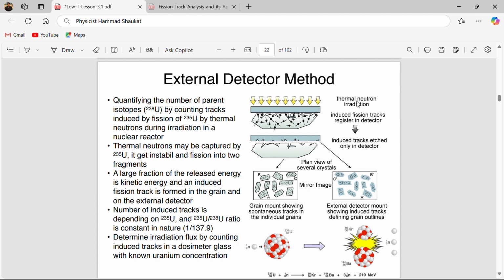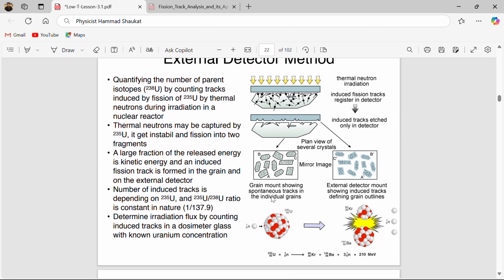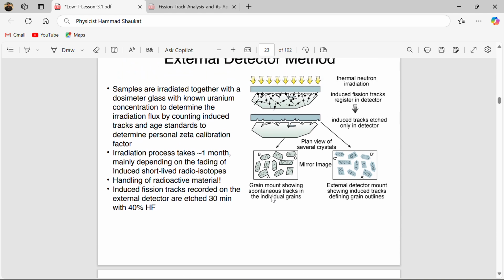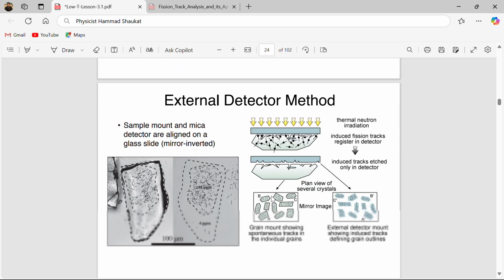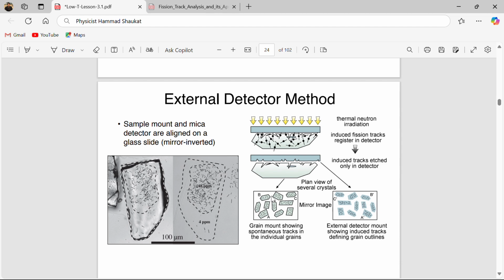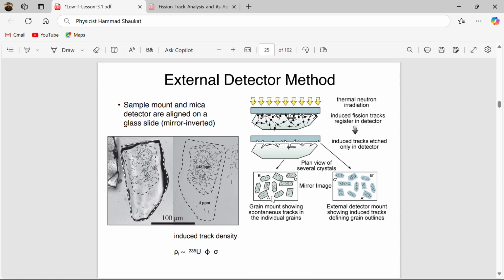Same, this is the thermal neutron irradiation. After that, induced fission tracks are registered. After registering, the induced track is only on the detector, and the two plane mirror images are formed. This is the same external detector method. So basically it depends, as I mentioned, on the induced track density, denoted by rho I, for uranium-235, with the cross section.